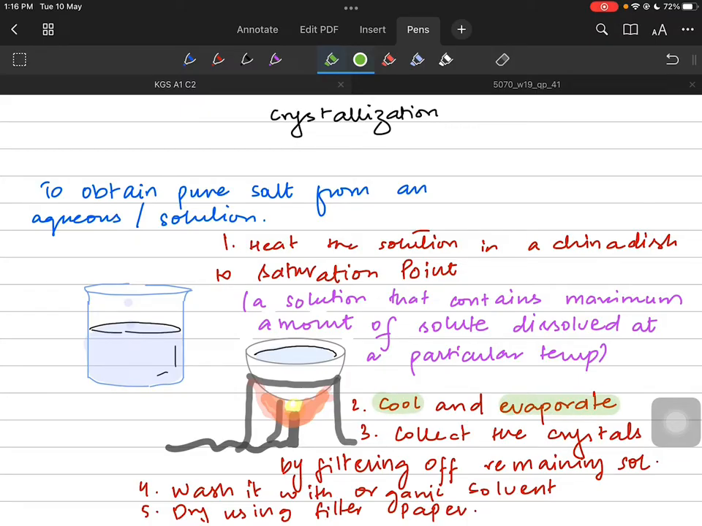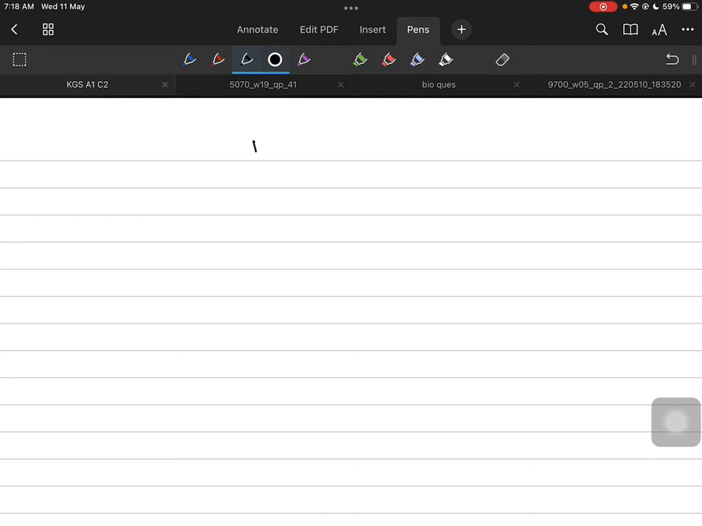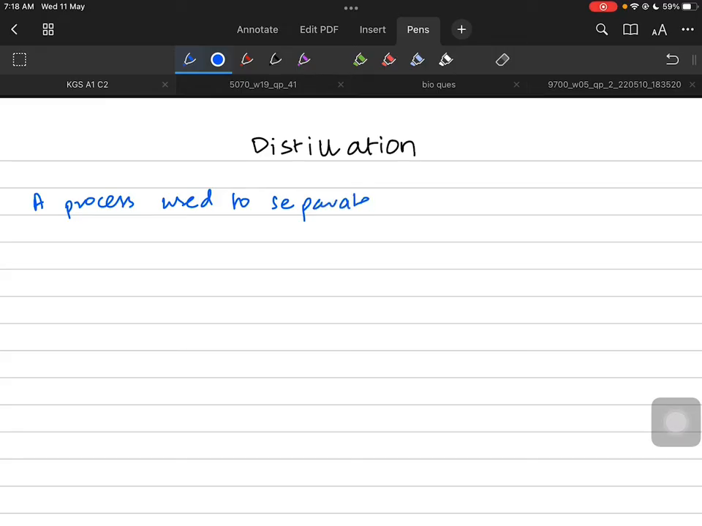You need to use the words cool, evaporate, filter off the remaining crystals using organic solvent, and then drying. With this, we are going to start a new separation technique which is called distillation. Now in distillation, what we do is we actually obtain pure solvent. In crystallization, we were obtaining the crystals of solute. Here we are obtaining the pure solvent.